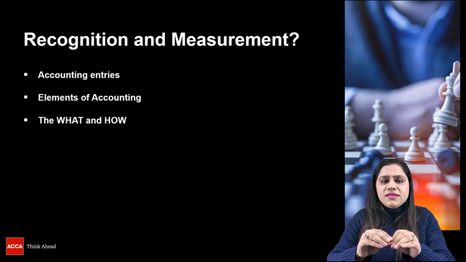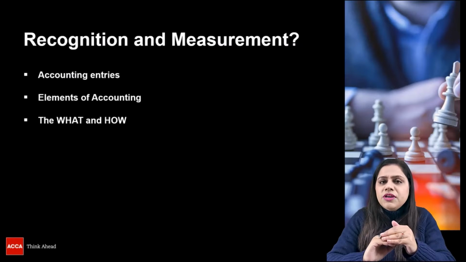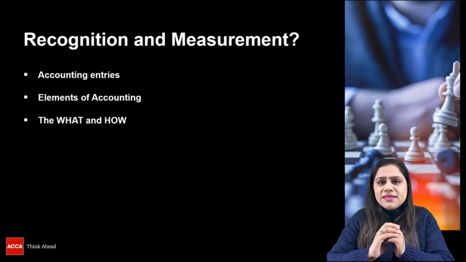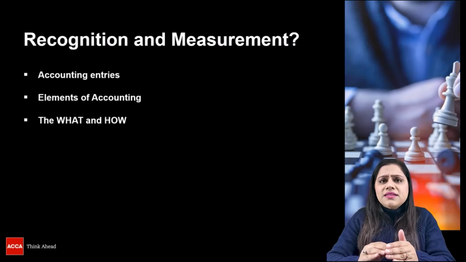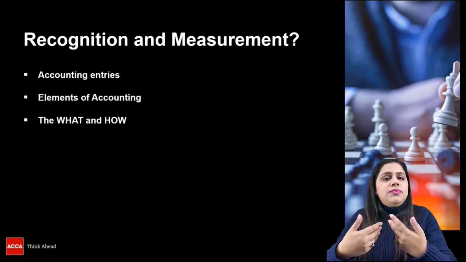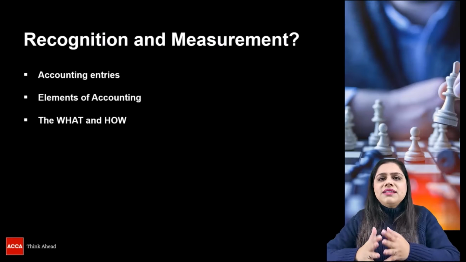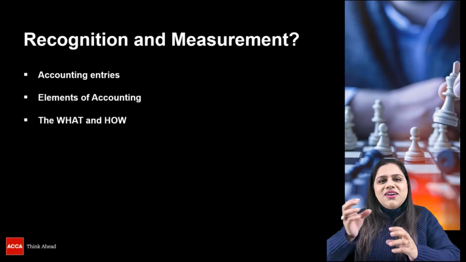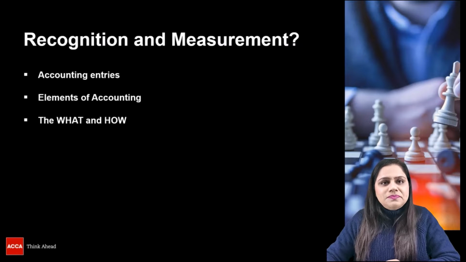So recognition and measurement criteria basically tell us in recognition what double entry should be passed, when it should be passed, so what should be debited, what should be credited, and measurement tells us how much value should be put in. If we are going to debit the asset, should it be debited by 100, should it be debited by 120? So the how part and the valuation part is covered in the measurement criteria.